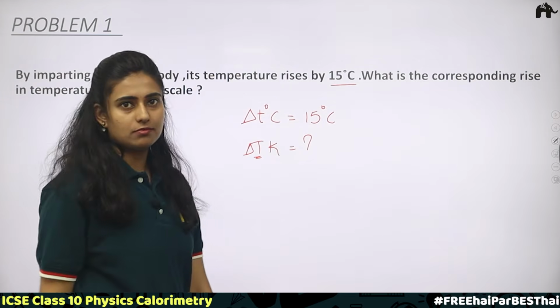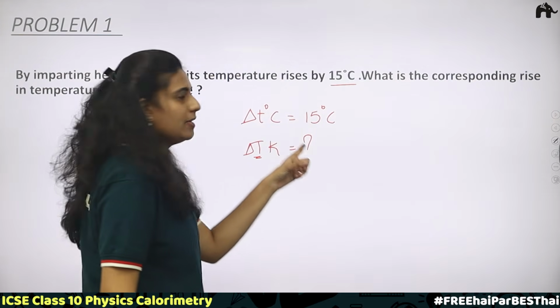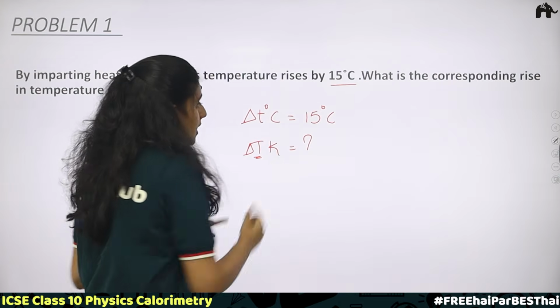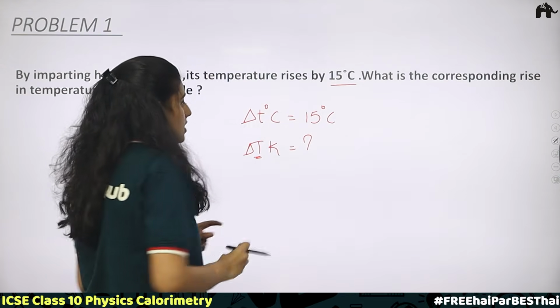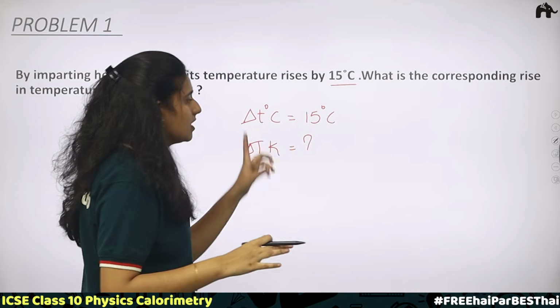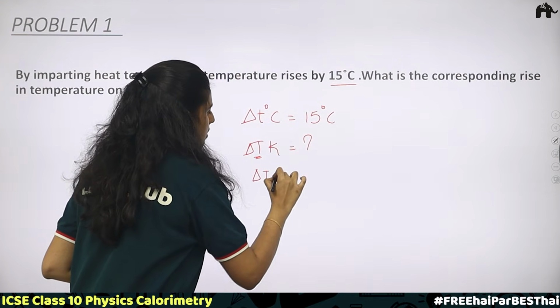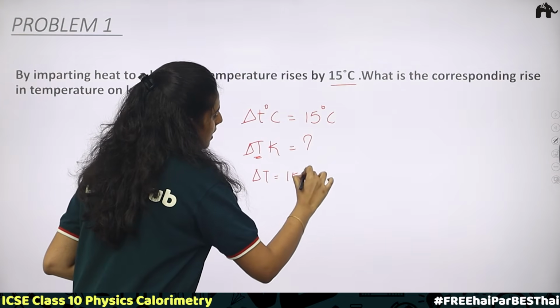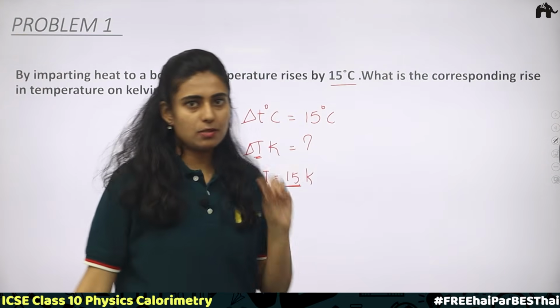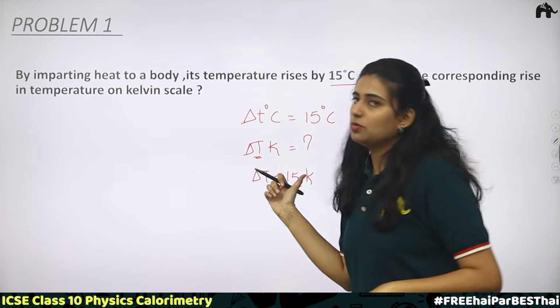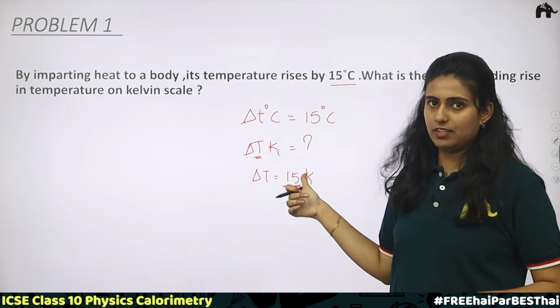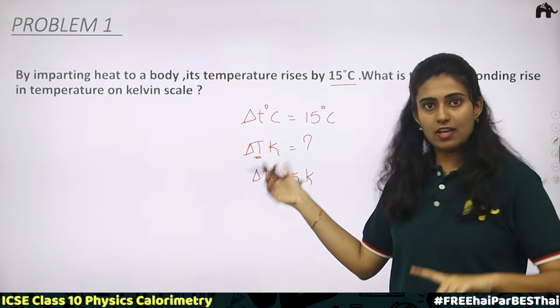Delta T in Kelvin. How to find? They will be same, right? Change in temperature, if the unit is degree Celsius or Kelvin, doesn't matter, the magnitude will be the same. Therefore, delta T will be equal to 15 Kelvin. The magnitude will be the same even though the unit can be either degree Celsius or Kelvin, because this is a change in temperature. We have studied this before.